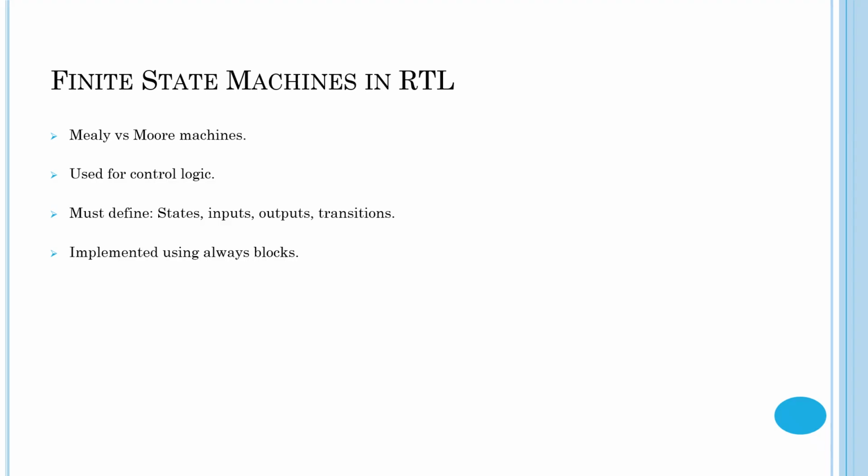In RTL design, there are mainly two types of FSMs, Mealy and Moore machines. A Mealy machine produces outputs based on both the current state and current input. Because of this, the output can change immediately when input changes, making a Mealy machine faster but sometimes harder to debug. And a Moore machine produces output based only on the current state. This generally leads to more stable and predictable output, though it may require one extra clock cycle for some operations.